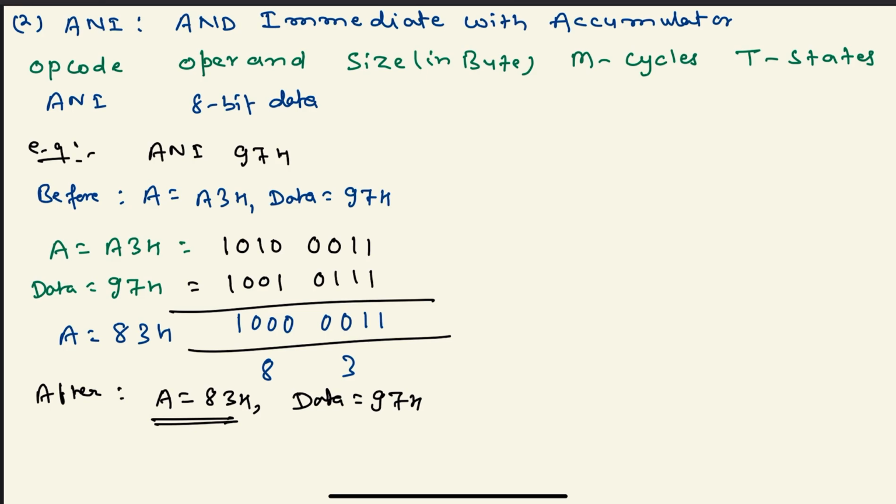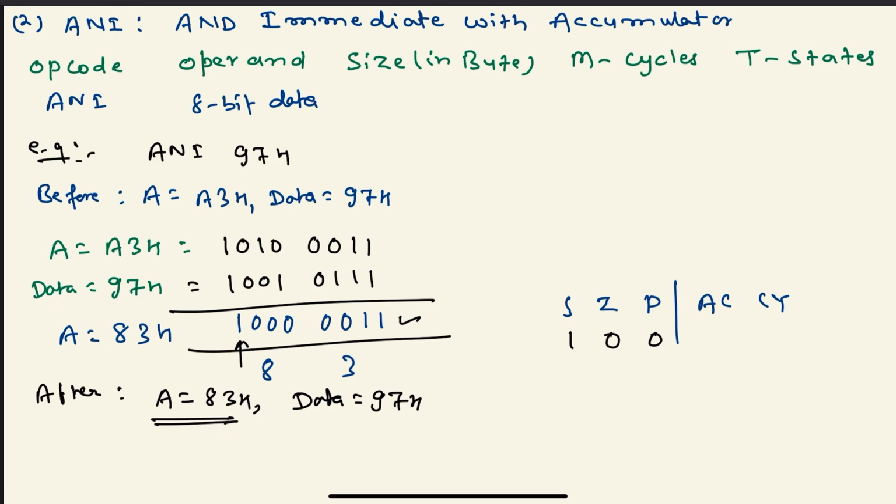As previously explained for ANA, the effect over the flags will be the same as the previous instruction. Here we can write sign, zero, parity, and this side auxiliary carry, and this side carry. We see that the sign flag is 1, and the result is non-zero, so the zero flag will be 0 itself. The number of ones available is odd here, so this will give odd parity, so the parity bit will be 0 here.